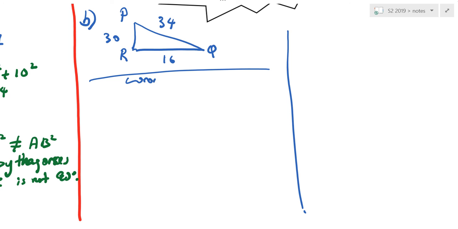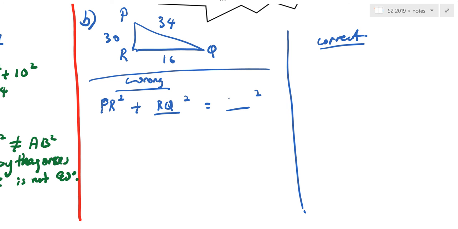Can I show you the wrong one and the correct one as well? So shall we start with the wrong one? How do I start with the wrong one? 30 square, or maybe I start by writing the alphabet. If I start by writing this, can you help me continue? PR square plus something square equals to something square. Can you try? Plus RQ, thank you. One more. PQ.